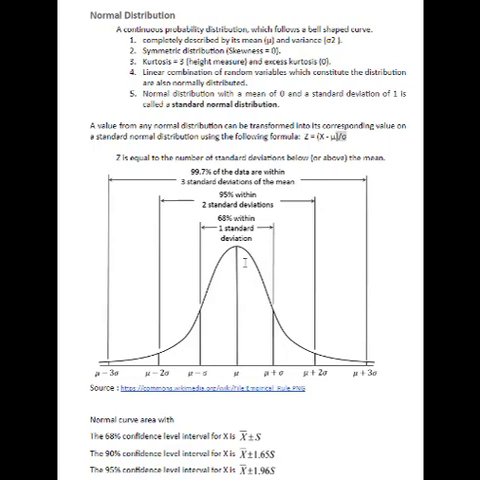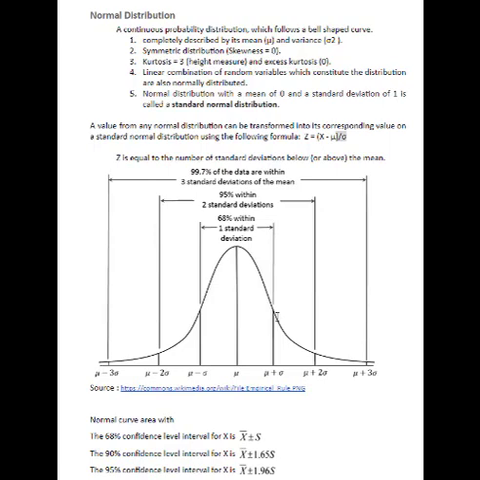Kurtosis measures the height of this distribution. So normal distribution has kurtosis 3. Excess kurtosis is a concept which is kurtosis minus 3. The distributions which are taller than this are leptokurtic distributions, and the distributions which are smaller than this, which have a fat tail, are called mesokurtic distributions.